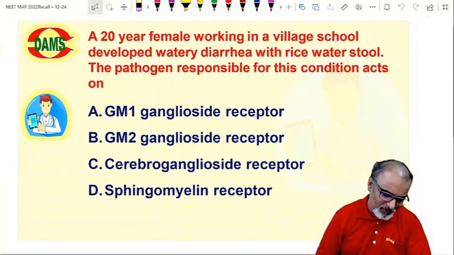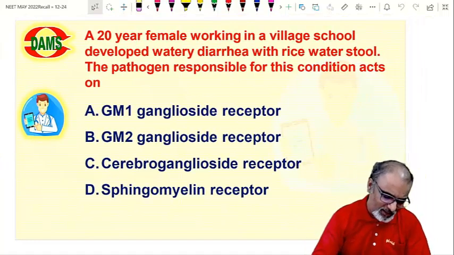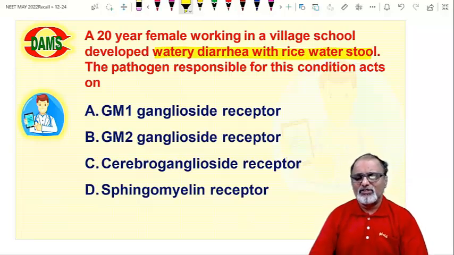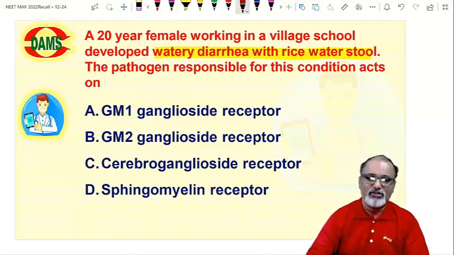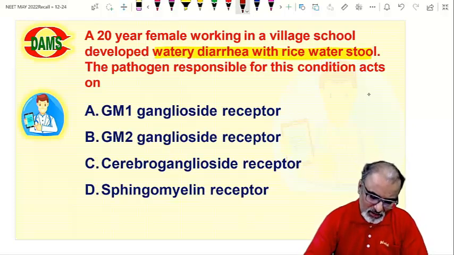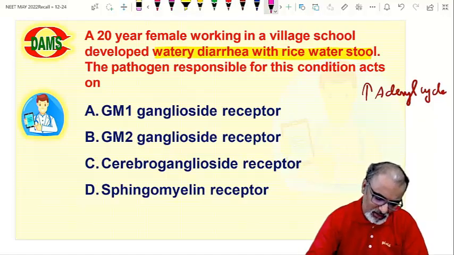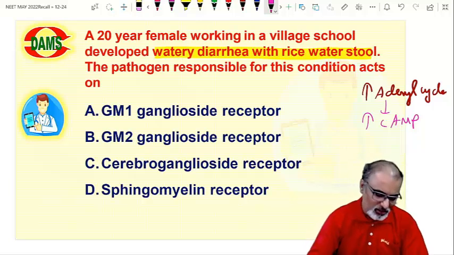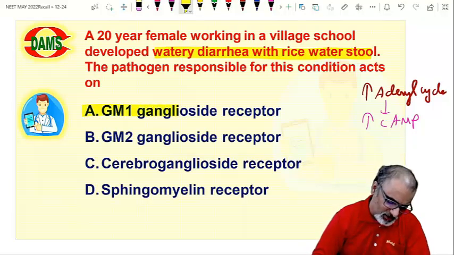A 20-year-old female working in a village school developed watery diarrhea, rice water stool. That's all. Watery diarrhea, rice water stool, 90% it is Vibrio cholerae. The pathogen responsible for this condition, what is the mechanism of action of the toxin? It acts on adenyl cyclase, stimulates it, and increases cyclic AMP, causing outpouring of water and electrolytes, secretory diarrhea. So it acts on the GM1 ganglioside receptor.